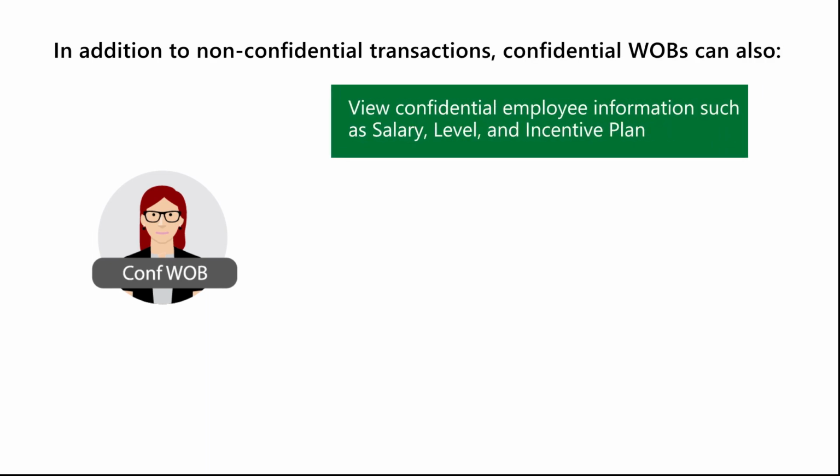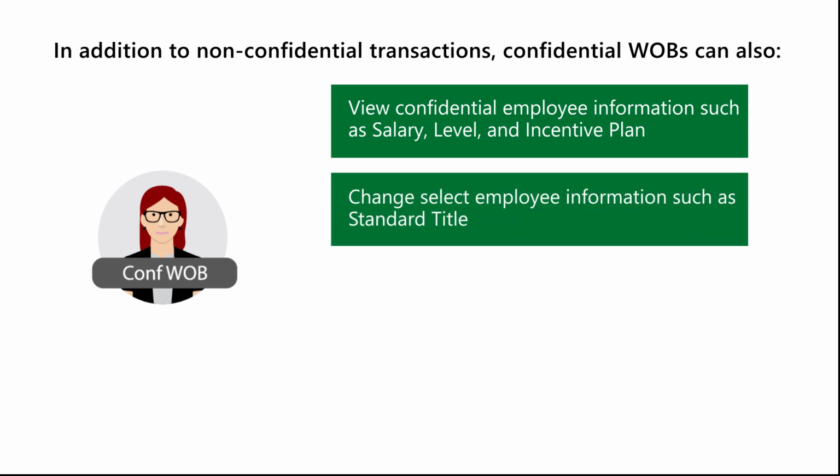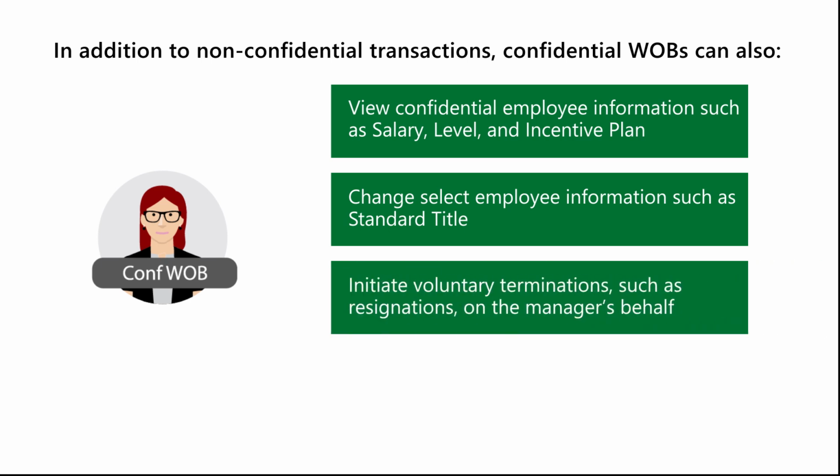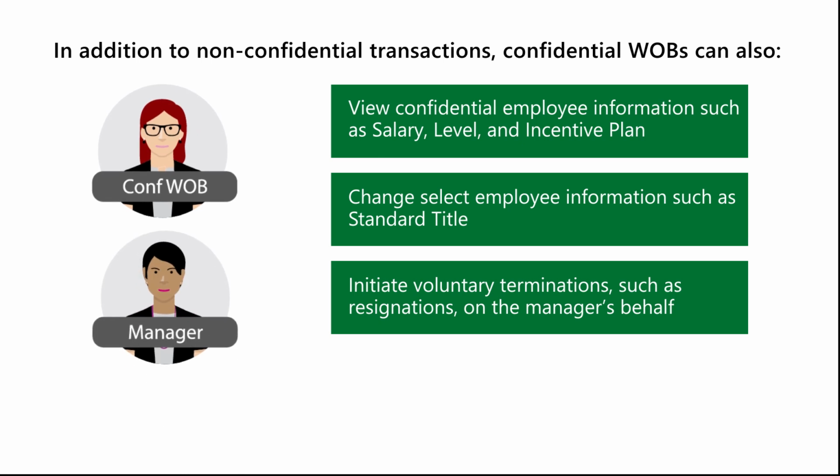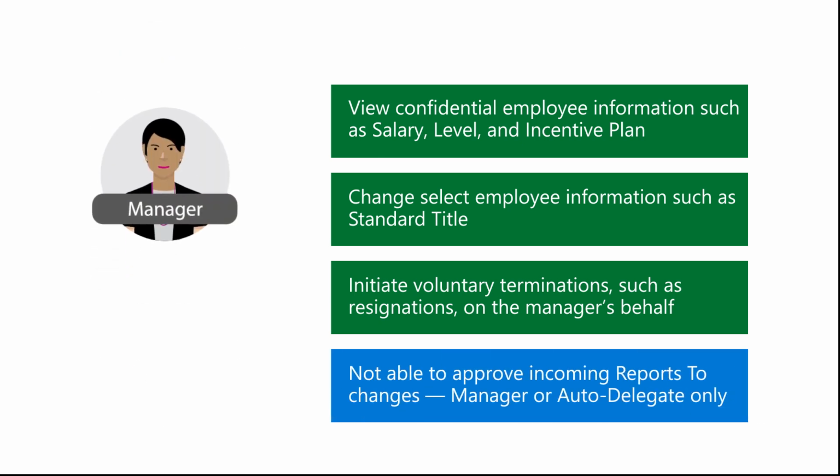In addition to non-confidential transactions, confidential WOBs can also view confidential employee information, such as salary, level, and incentive plan, change select employee information, such as standard title, and initiate voluntary terminations, such as resignations, on the manager's behalf. However, confidential WOBs are not able to approve incoming reports to changes. These will need to be approved by the manager directly or the manager's auto delegate.